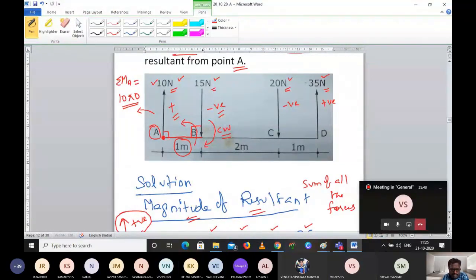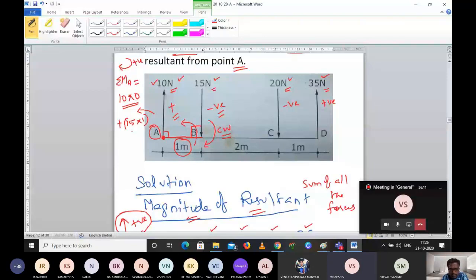Because you consider that it is a tree branch A to B, and you are holding at B and you are rotating, obviously it will go clockwise. Am I right? Yes, sir. So now, as we are considering clockwise as positive, is it okay? Yes, sir. Clockwise is positive. So I am going to write plus 15 into 1. Any doubt, guys, in this? No, sir.